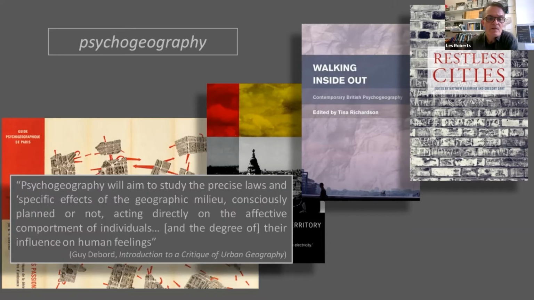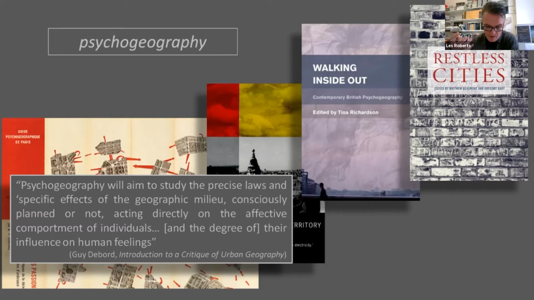So a few quotes. Here's from Guy Debord, from Introduction to a Critique of Urban Geography. "Psychogeography will aim to study the precise laws and special effects of the geographic milieu, consciously planned or not, acting directly on the effective comportment of individuals and the degree of their influence on human feelings." Okay, so talking about atmosphere, ambience, the qualities of a place and how that might affect the human experience of being in that place or space. And by extension, how through artistic or political or radical forms of intervention, you can reimagine that place or space.